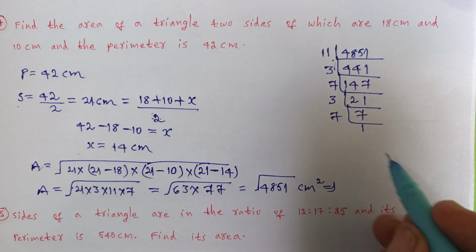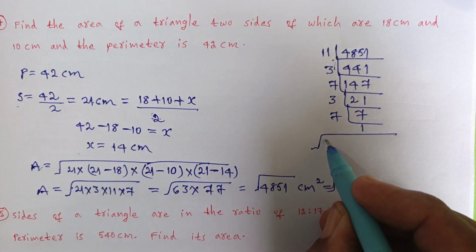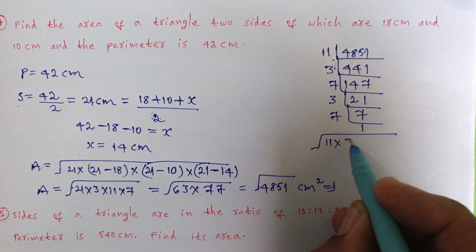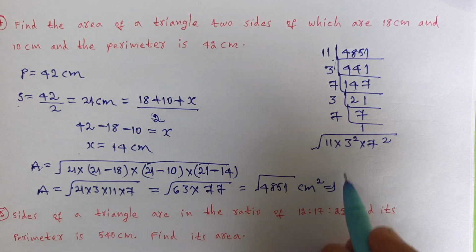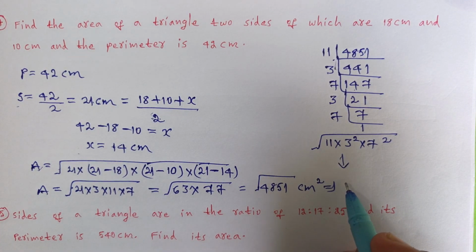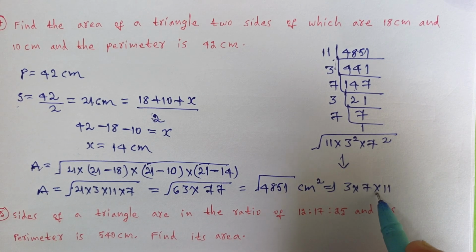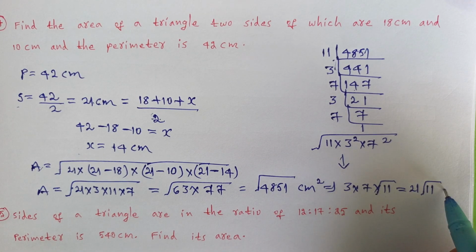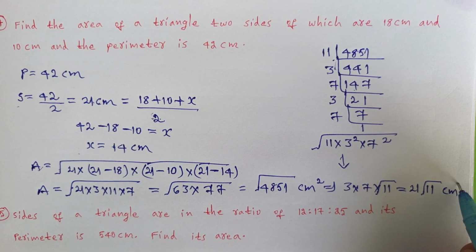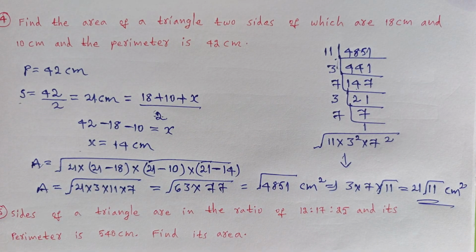So here you can write this as under root of 11 into 3 square into 7 square. So if you substitute here, we will get 3 into 7 into root 11. So 3 7 is 21. So 21 root 11, and units are centimeter square. So this is the area.